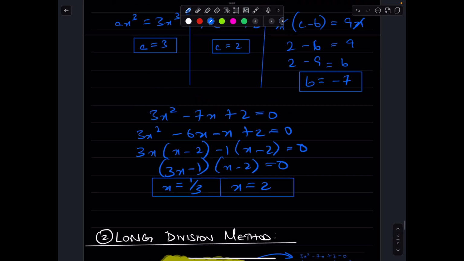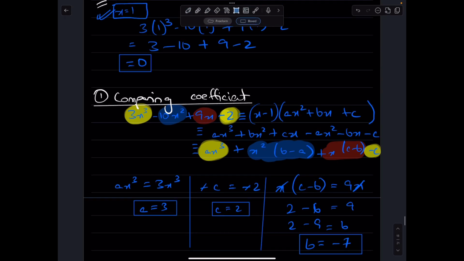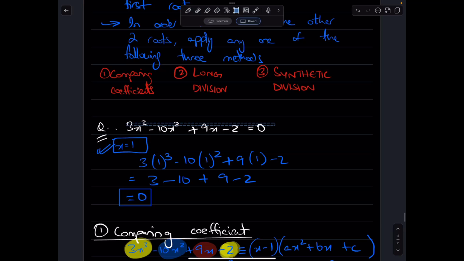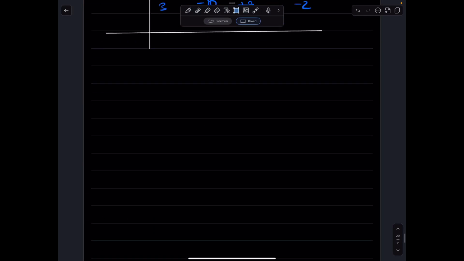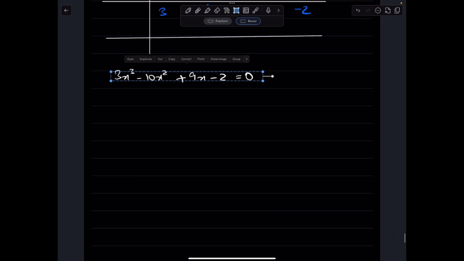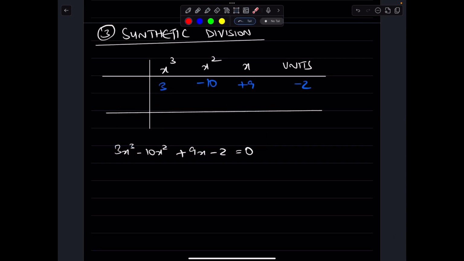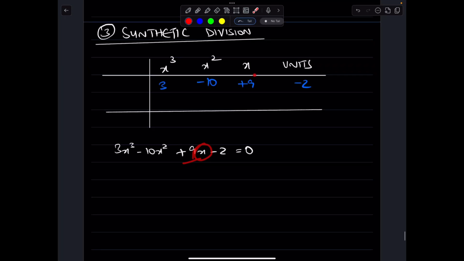I'll explain this to you all again. Let's copy this and paste this here. So with x cubed, we have 3 and we wrote 3 here. With x squared, we have minus 10 and we wrote minus 10 here. With x, we have 9 and we wrote 9 here. And the constant is minus 2 and we wrote minus 2 in the constant. Now by the trial and error method, we found the first solution which was 1.